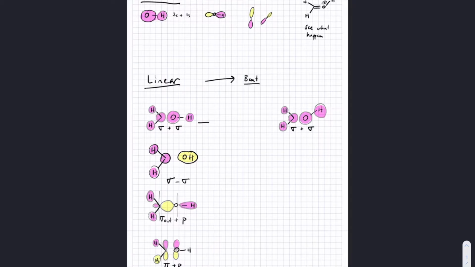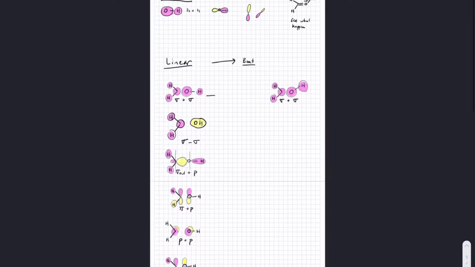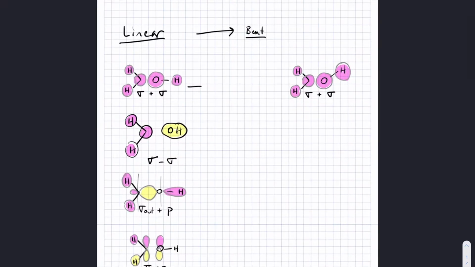All right, so if we had to think about going from this linear arrangement to a bent arrangement, what would we predict here? Probably not a huge change. There's not really a huge change in orbital overlap. I suppose you could argue that now maybe the hydrogen can see the other hydrogen better, but that's such a long distance that I don't think it would make much of a difference.